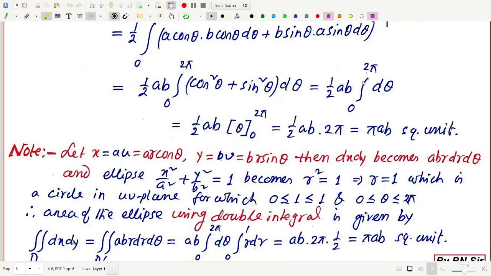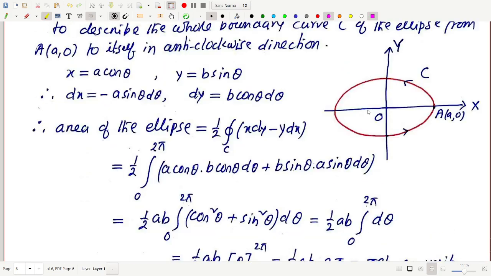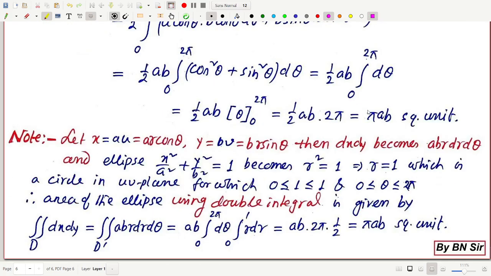So we have half ab, integration from 0 to 2 pi of d theta, which is just theta, from 0 to 2 pi, meaning 2 pi. So we have got pi ab square unit. So the area of the ellipse, which we know is pi ab square unit, is proved easily with the help of line integral.